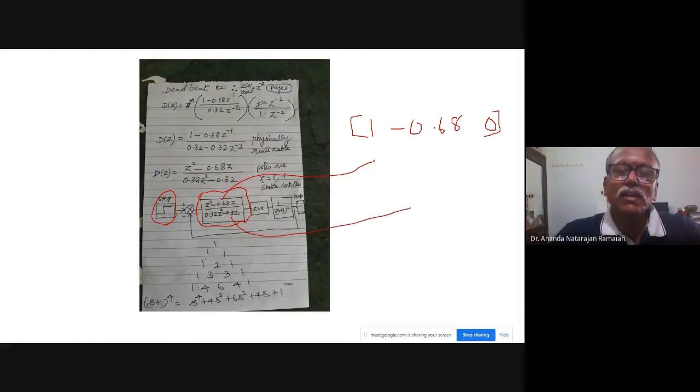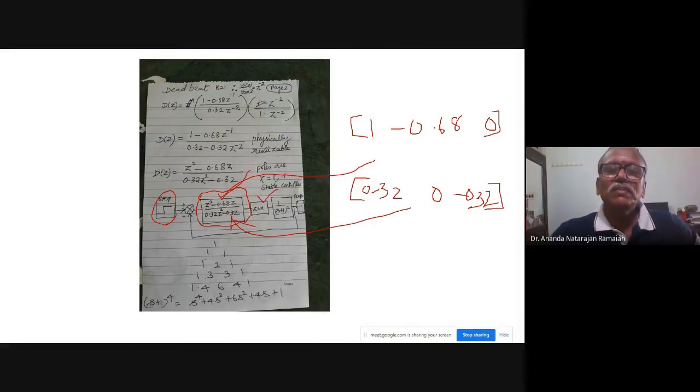Denominator, how do you have to enter it? In that block, you have to enter z square 0.32. Then no z term, so 0. Constant term minus 0.32. You have to enter like this. So the controller is done. Zero order hold with sampling period equal to 1, you have to take. Then we have to enter the process.